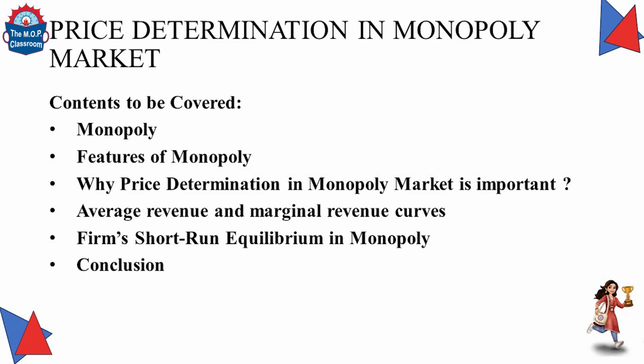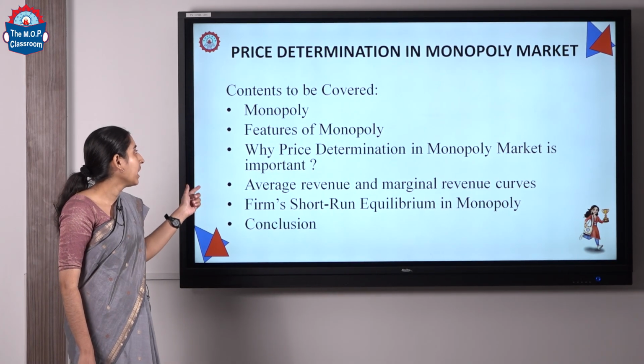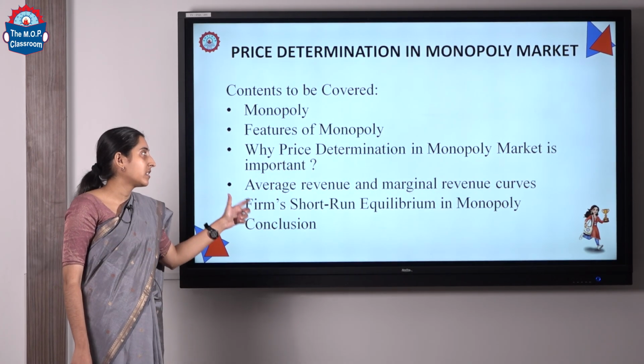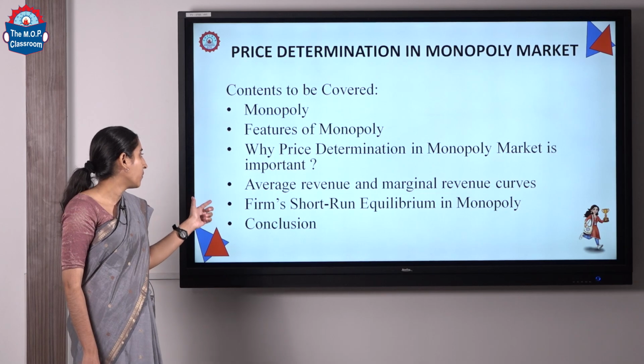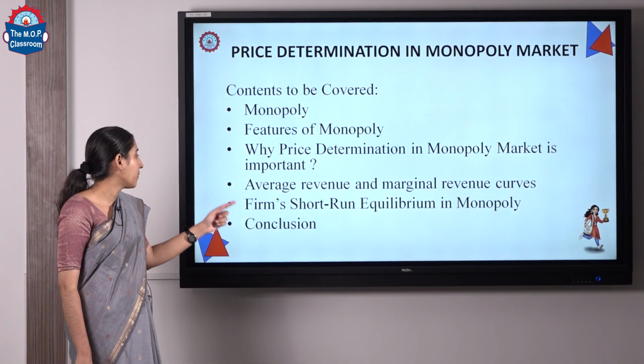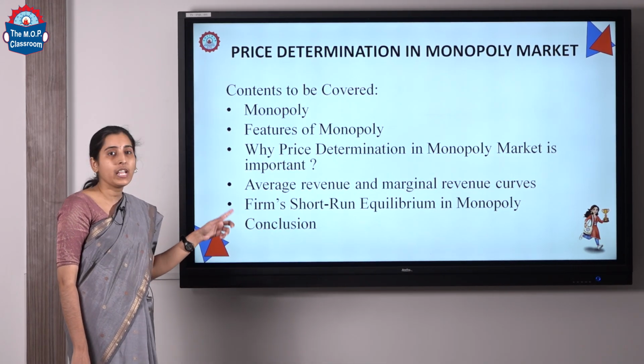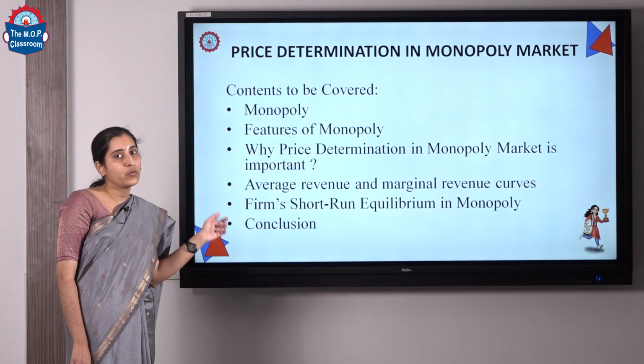The contents to be covered are monopoly, the definition and the examples which will be discussed, and then the features of monopoly, and then why price determination in a monopoly market is important, the average revenue and marginal revenue curves relationship, the firm's short-run equilibrium in the concept of monopoly, and the final bird's eye view conclusion.